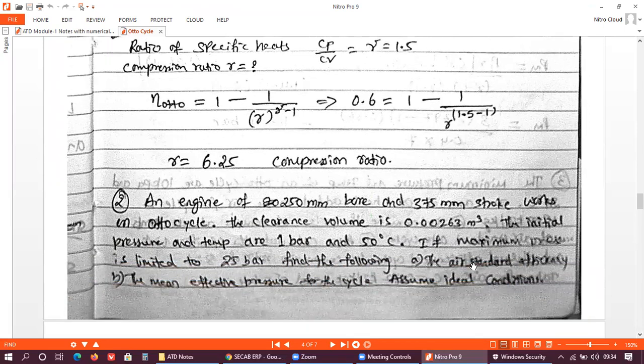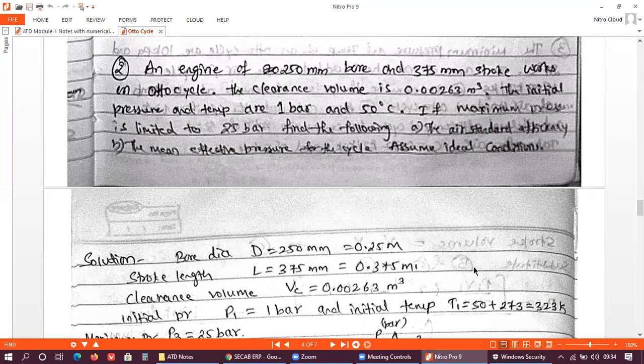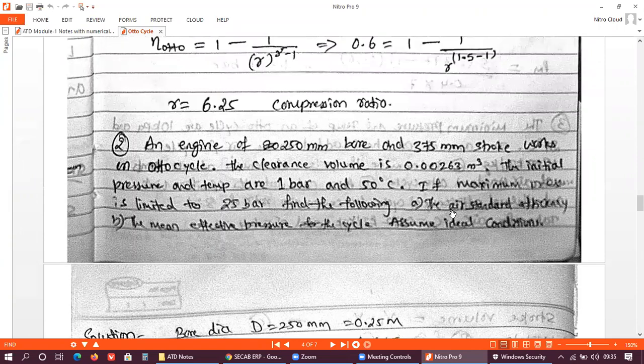Now coming to the second problem. Right from the second problem, we will have this type of problems in your external. Whatever problems you have solved in the handwritten notes are all from your previous question papers. Please go through those problems, all of you. If you have any doubts, you can discuss with me. Now we'll discuss one more problem. Any doubt in the first problem?